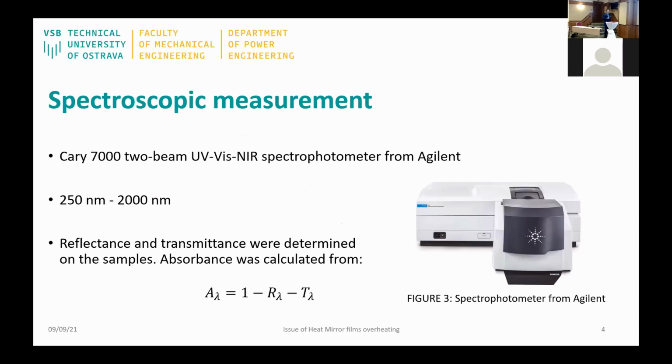Okay, I performed, with my colleague, spectroscopic measurement with this spectrophotometer, as you can see on the picture, in the spectral range from 250 nanometers to 2000 nanometers, and we determined reflectance and transmittance, and absorbance was calculated from this relation, as you can see below. So we determined optical properties of films and of glasses.